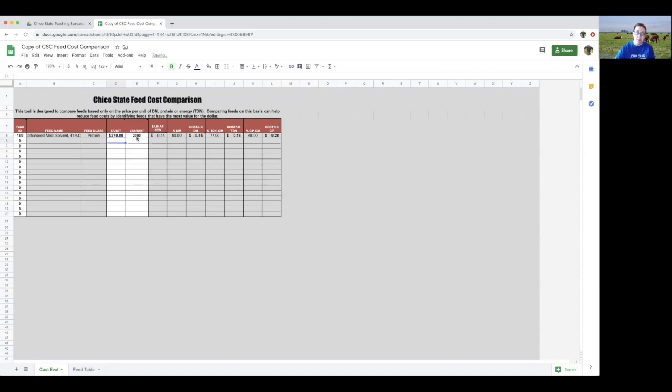This could be price per hundredweight. It could be price per pound, whatever units you want to use. The main thing is that you enter the cost and how many pounds are in that unit. So in this case, it was cost per ton.